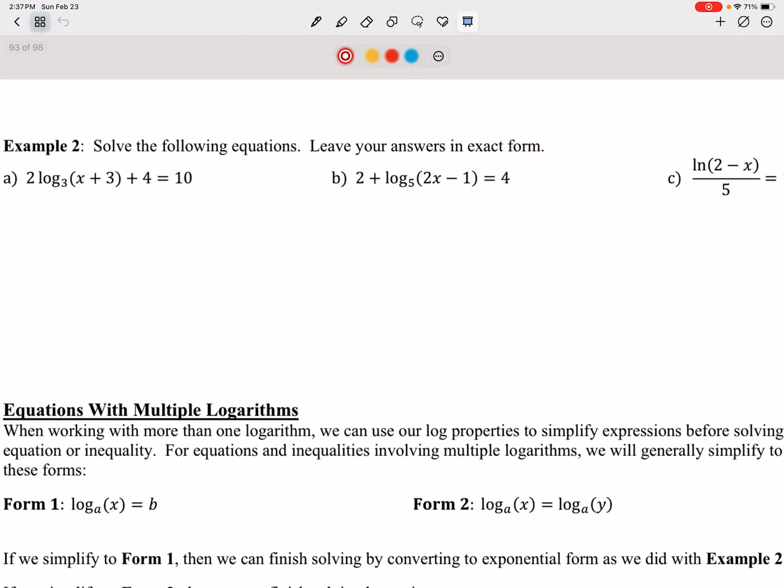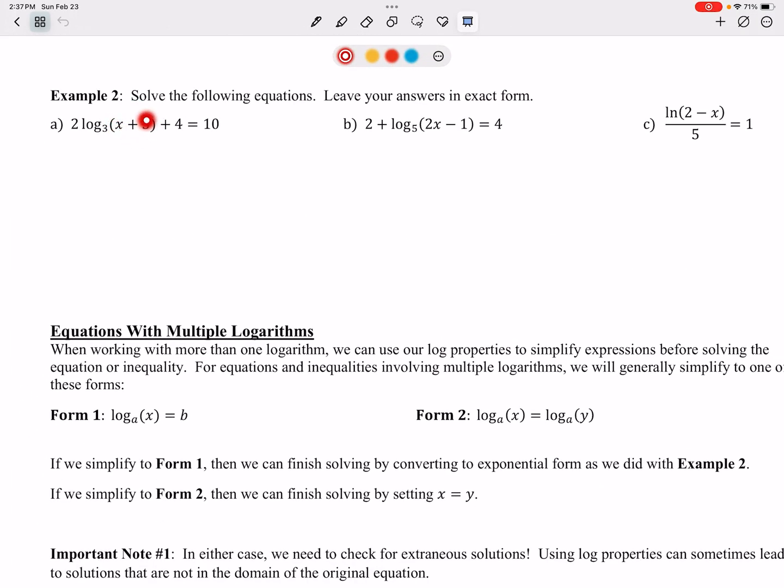However, on these you will, because when you have an argument, remember that the argument has to be greater than 0. So I'm just going to do a quick check. The argument has to be greater than 0 for each one of these. So on the first one, the argument is x plus 3. So x plus 3 has to be greater than 0. That means x has to be greater than -3. And this is a quick and easy check that you can do when you have one logarithmic expression.